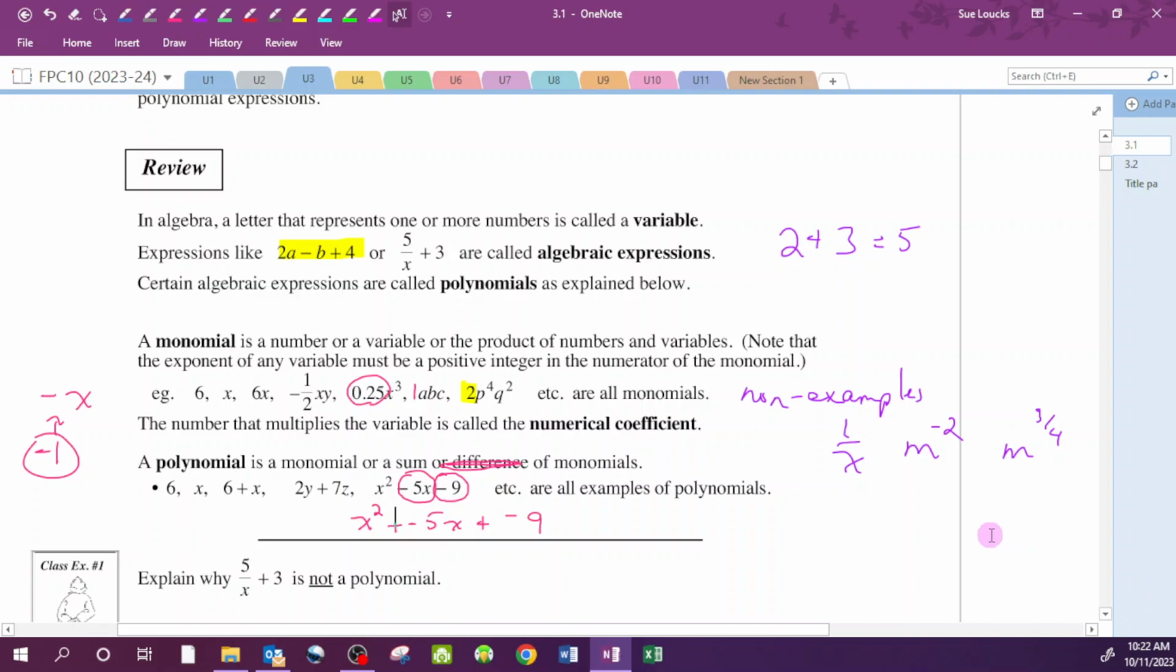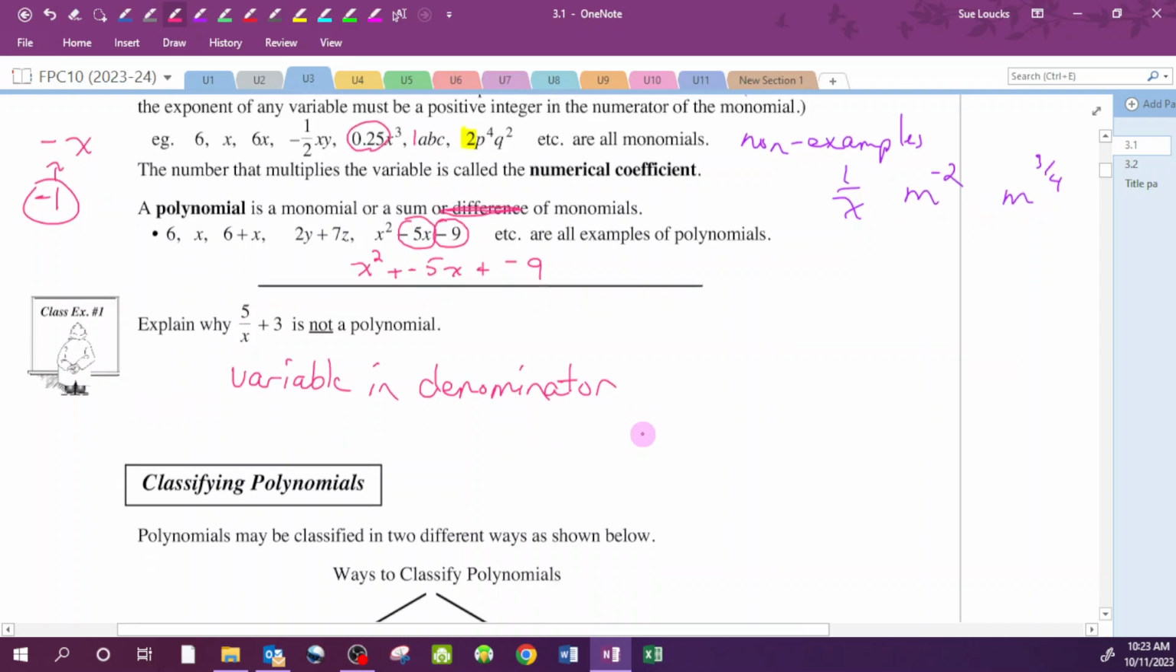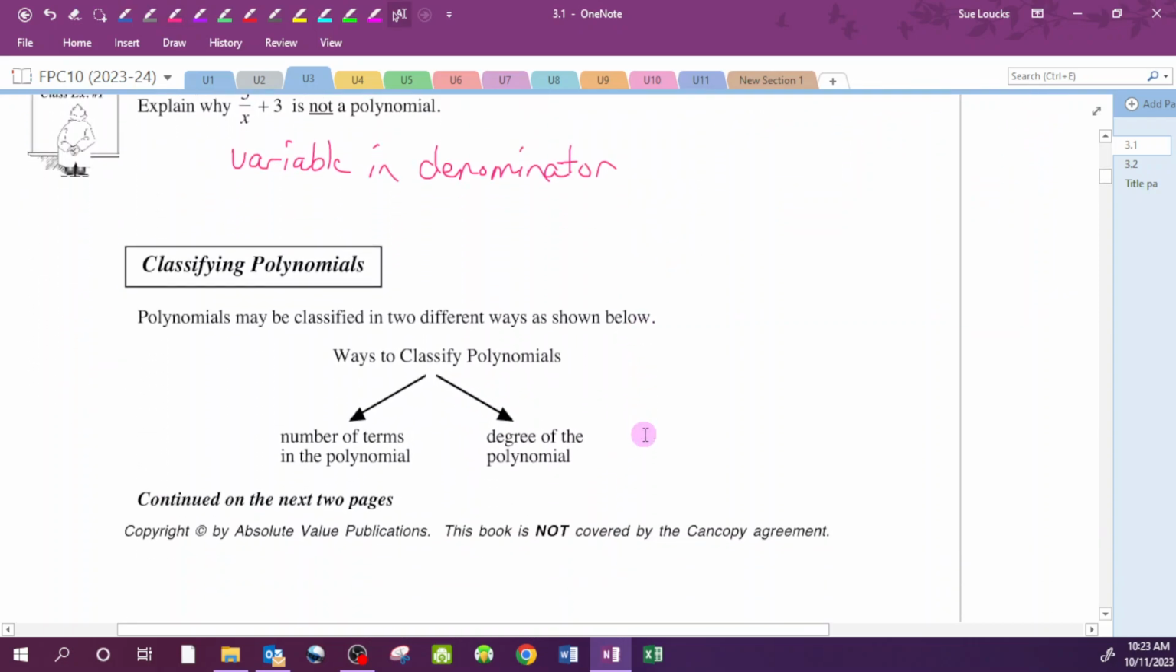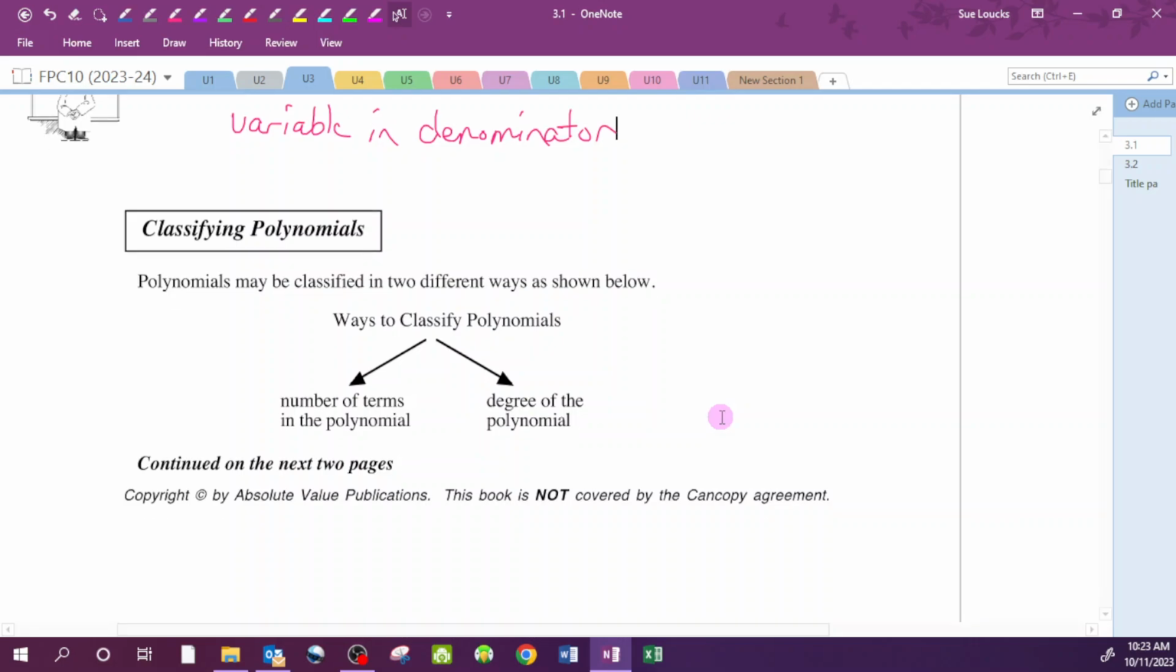Okay, example 1. Why is this not a polynomial? Because we have the variable in the denominator. Okay. And now we're going to talk about classifying polynomials. So there are 2 ways that we can classify them. One is by the number of terms that it has, and one is by the degree of the polynomial. So let's look at that.